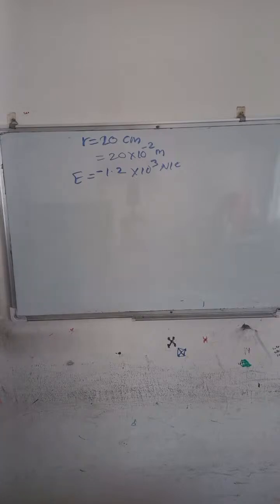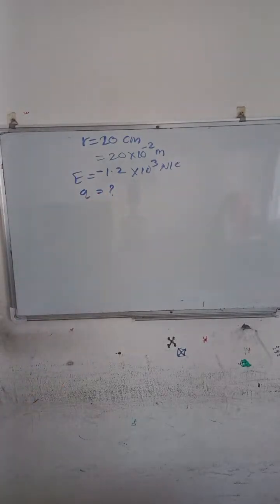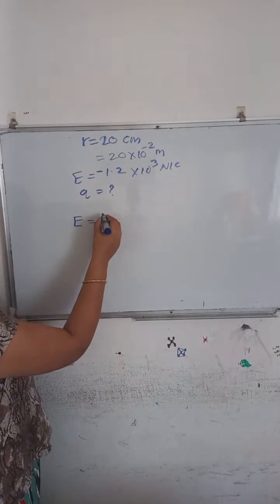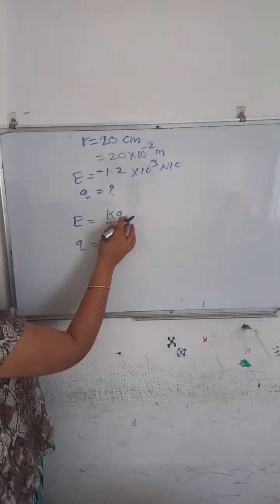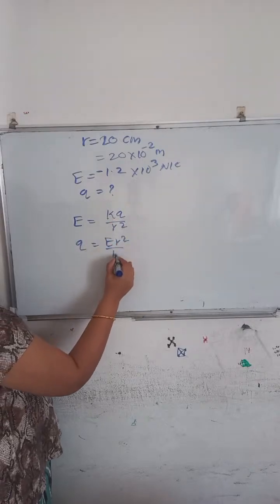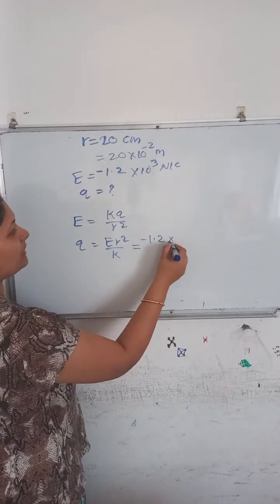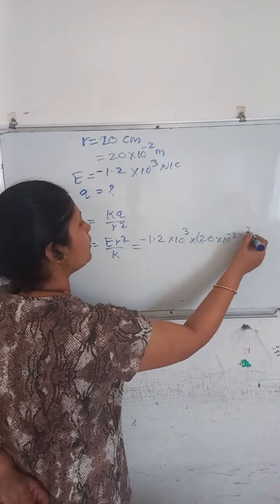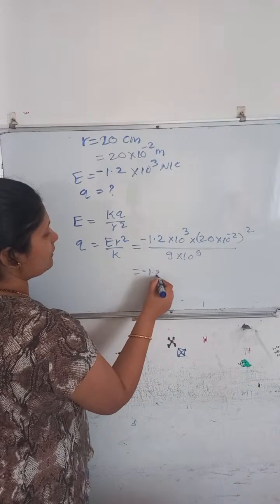Okay, and we are interested in finding out the unknown charge Q. So how to calculate this charge Q? Okay, so we have the formula KQ by R square, that is electric field intensity at the axial line. We are interested in Q, so keep Q as it is, E into R square divided by K. So E is nothing but minus 1.2 into 10 raised to 3. R is nothing but 20 into 10 raised to minus 2 whole bracket square divided by 9 into 10 raised to 9. Okay. Now simplify this.